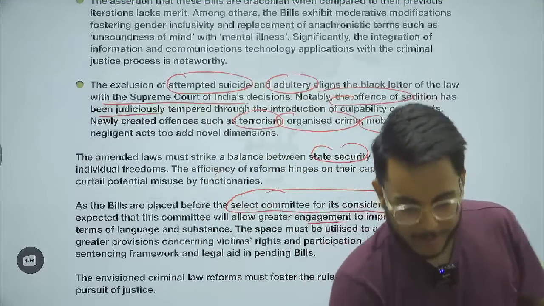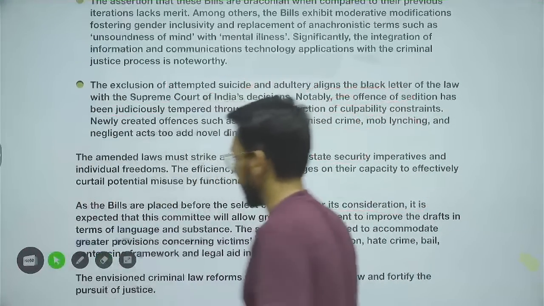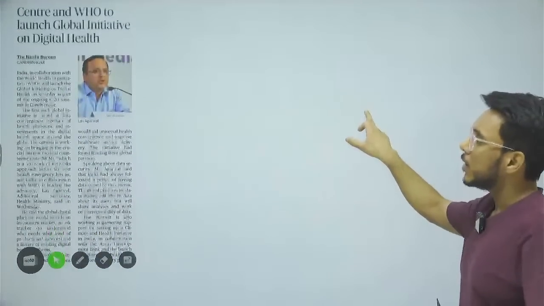Okay, so that is all guys about it. And now moving to the next articles. Next article, I can see there are some doubts. I will take it after the articles are completed.